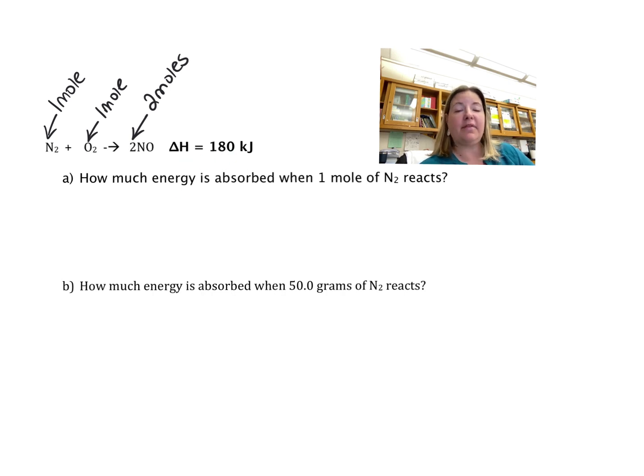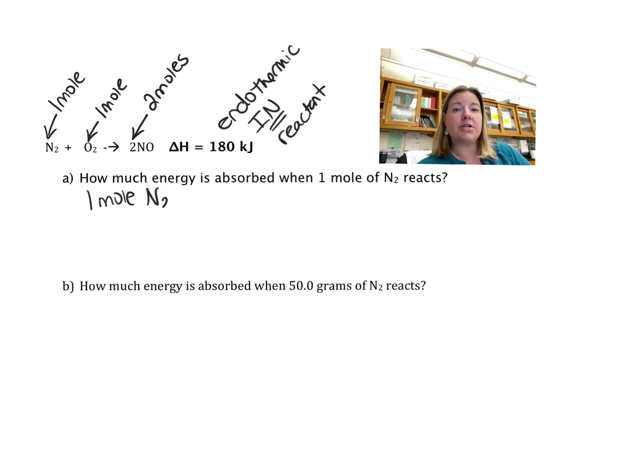Notice this is positive. That is telling us that this is an endothermic reaction, that energy is going into this reaction. Energy is a reactant. Now, the first question says, how much energy is absorbed when 1 mole of nitrogen reacts? Well, remember the balanced equation tells us how many moles and how much energy. So since there's no coefficient in front of nitrogen, the balanced equation is telling us that 1 mole of nitrogen is going to require 180 kilojoules of energy. That's it. The next question gets a little more complicated.